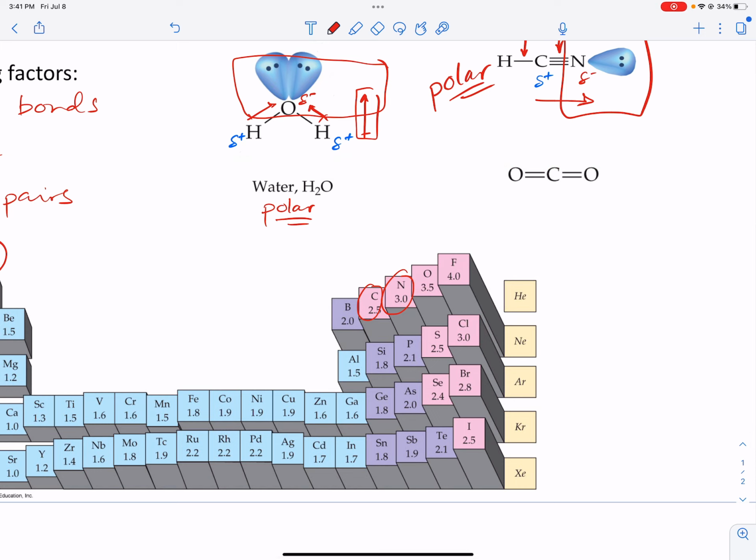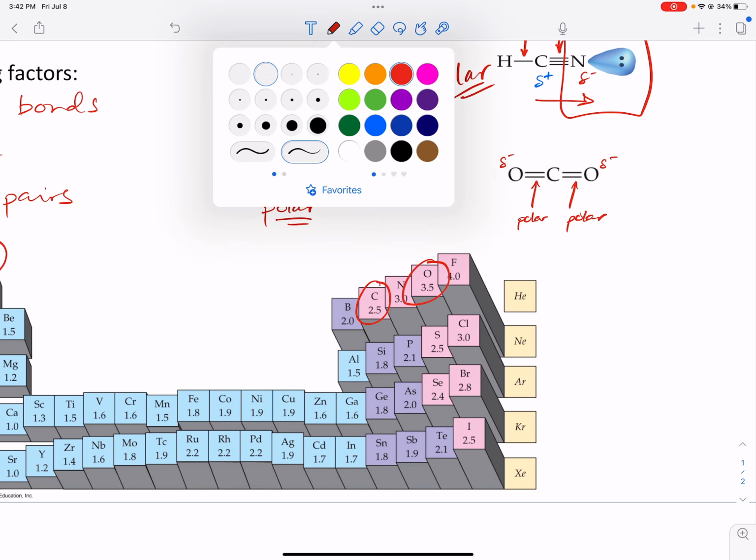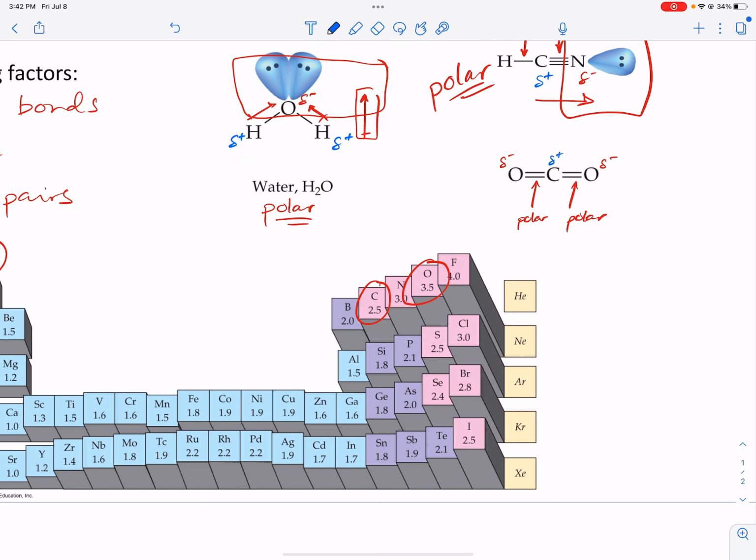Carbon dioxide. So the first thing I want to do is assess, do I have any polar bonds? Well, the only kind of bond I have is carbon bonded to oxygen. So the electronegativity difference between carbon and oxygen is 1. So that means both of these bonds are polar. So we have polar bonds in the molecule. And if we're going to draw in our partial positive, partial negative sign, the oxygen is higher in electronegativity, so we'd put partial negative on the oxygen, partial positive on the carbon.